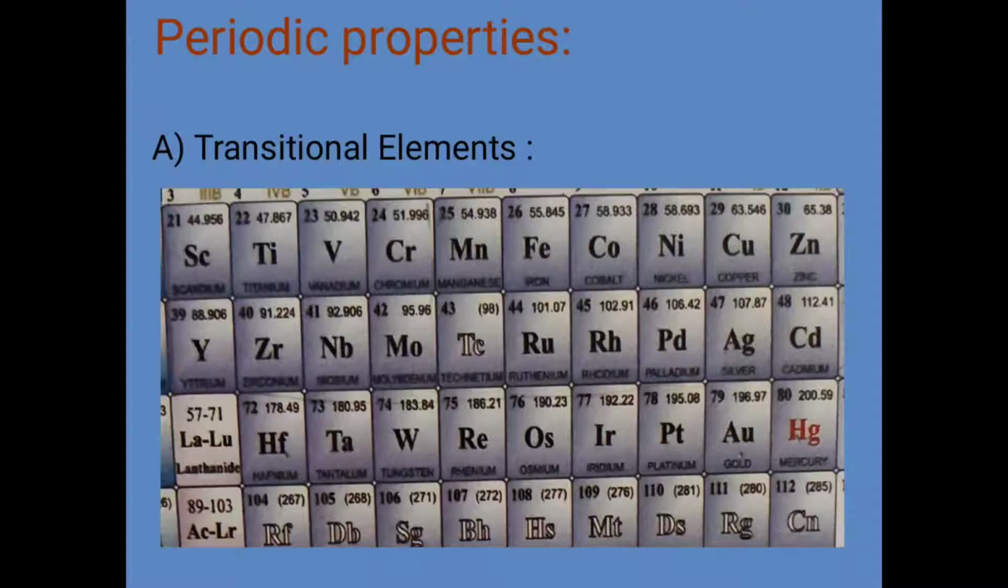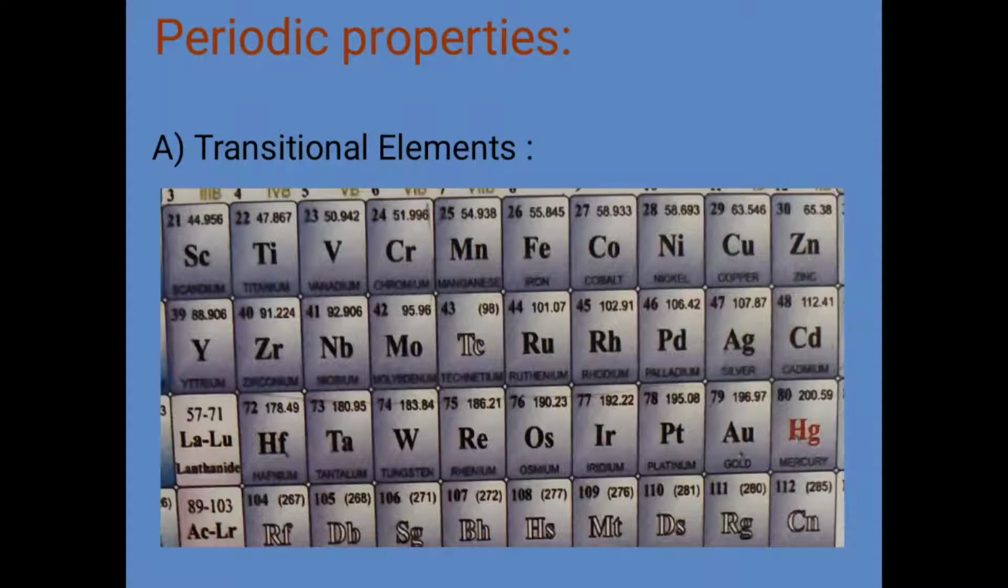As well as third transition series, La, Hf to Hg. Each series has 10 elements. Fourth transition series is incomplete with only 3 elements.